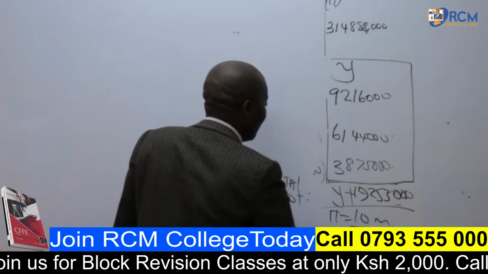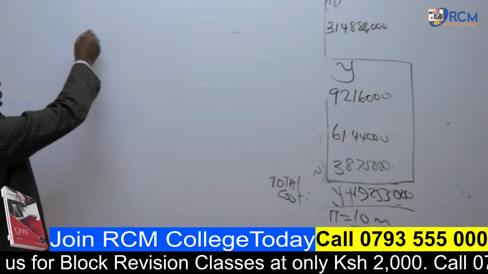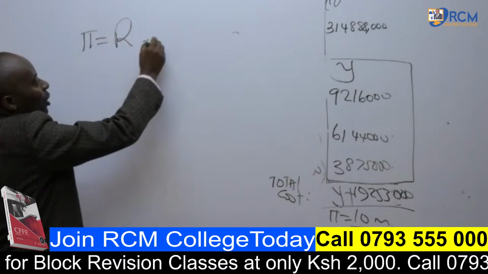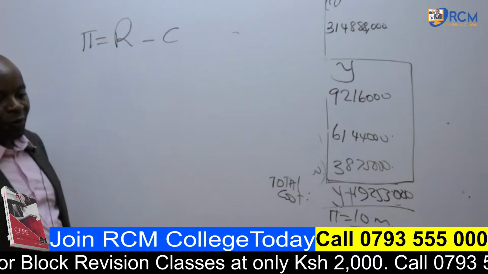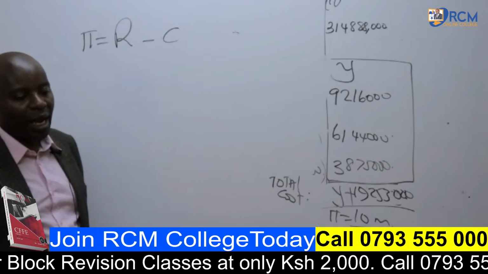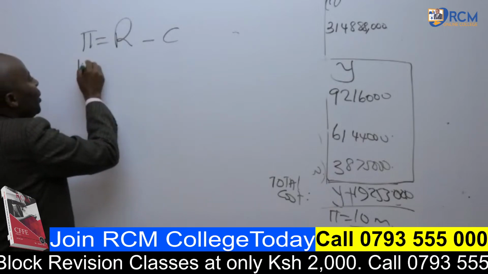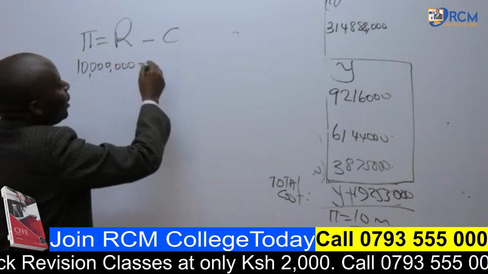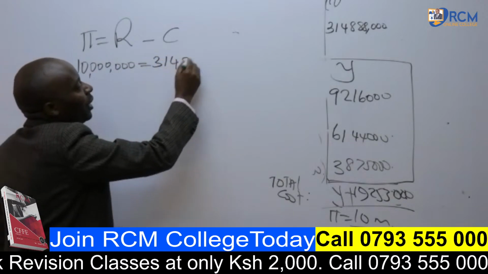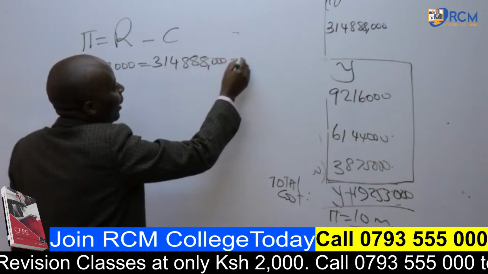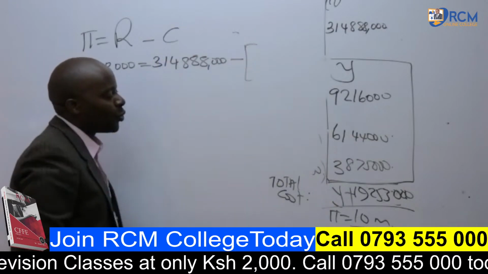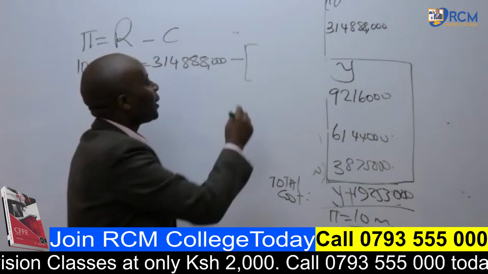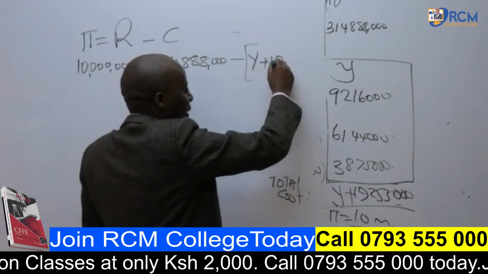10 million. And remember our profit formula. We normally say that profit equals what minus what here? Profit equals revenues minus cost. Profit equals revenue minus what here? Cost. The profit we are targeting is 10 million, which will be equal to revenue that we already have, which is 314,888,000 minus our cost, which has got two terms. So the cost inside here will be y plus 19,253,000.